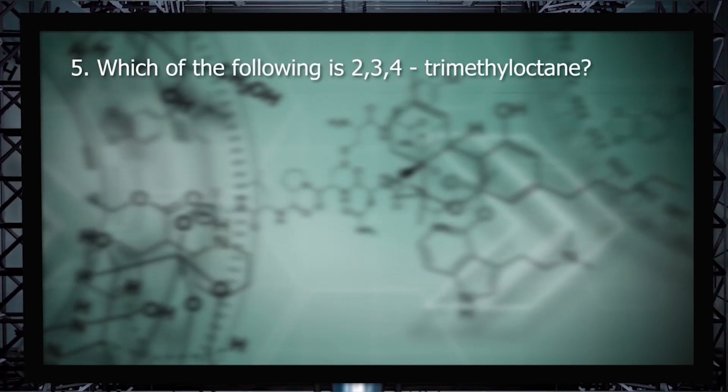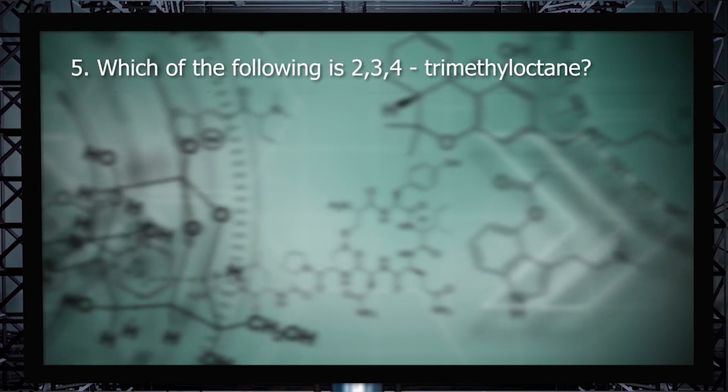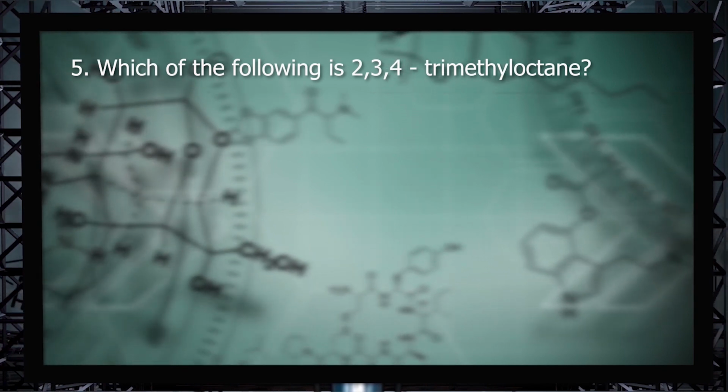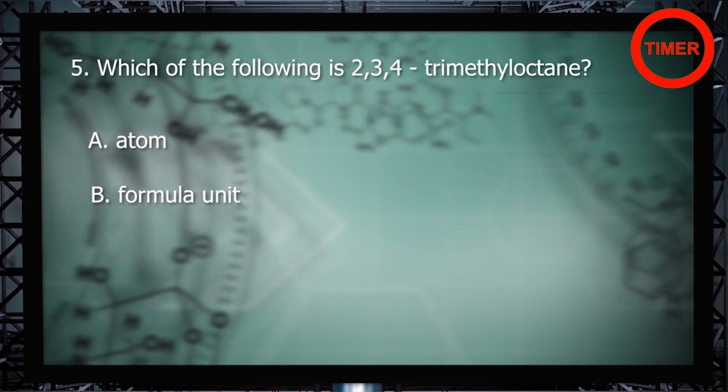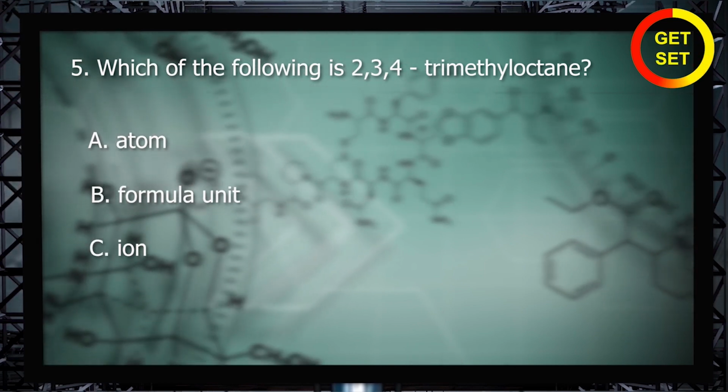Number 5. What is the representative particle of ionic compounds? A. Atom. B. Formula unit. C. Ion. And D. Molecule.